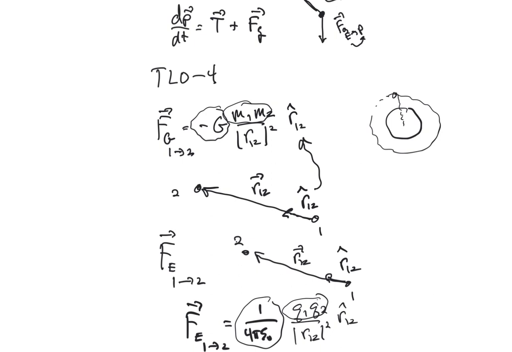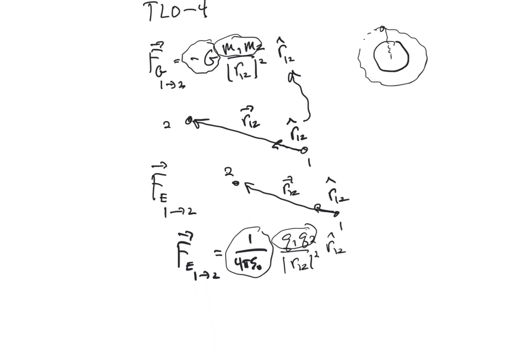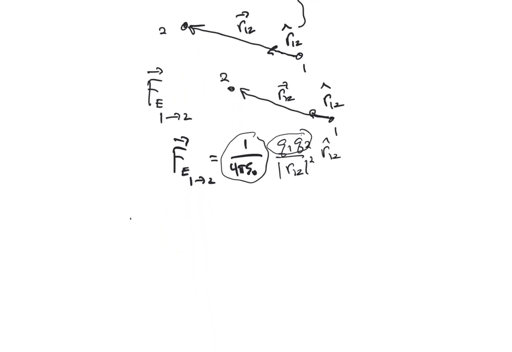So you can use this formula in a lot of different ways. The most important thing for TLO4 is that you know how to apply it in different situations to see how the force relates to the masses or charges and the distances and so on. And you can calculate the force in different situations. That also implies that you know how to calculate the R12 vector, calculate R12 hat, things like that. Okay, let's go on to TLO5.